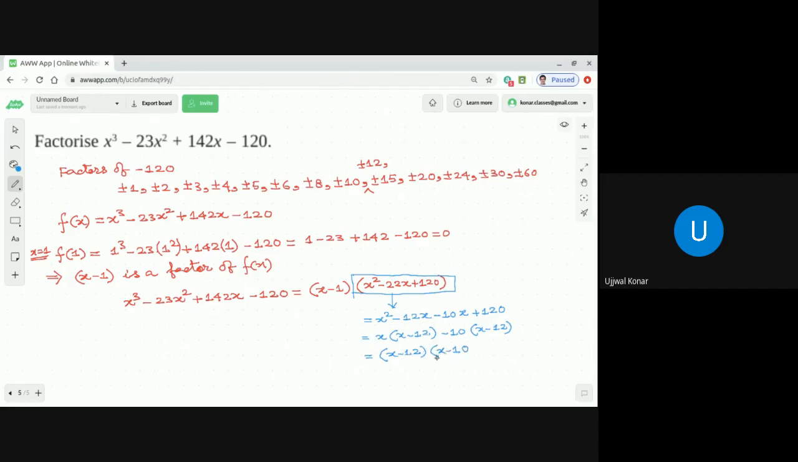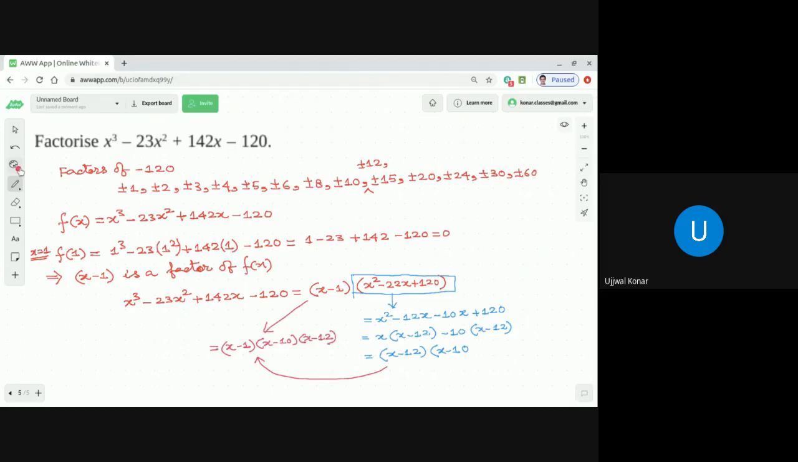So finally, what is the factorization we are getting? The factorization we get is x minus 1 into x minus 10 into x minus 12. Correct or not? So you can apply it here. Finally, the factorization of this is equal to x minus 1, and whatever we get from here, that is x minus 10 into x minus 12.